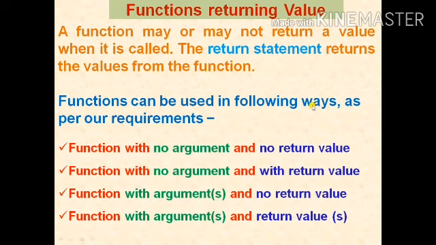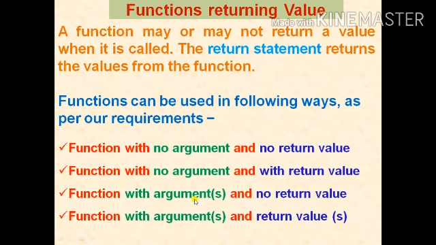A function can be used in different ways as per our requirements. There are mainly 4 ways I have collected here. First, function with no argument and no return value. Simply a function is defined and it is called. Second, function with no argument and with return value. The function is defined but it has no arguments, no parameters needed; whatever statements are written under that function, it will execute them and it returns a value.